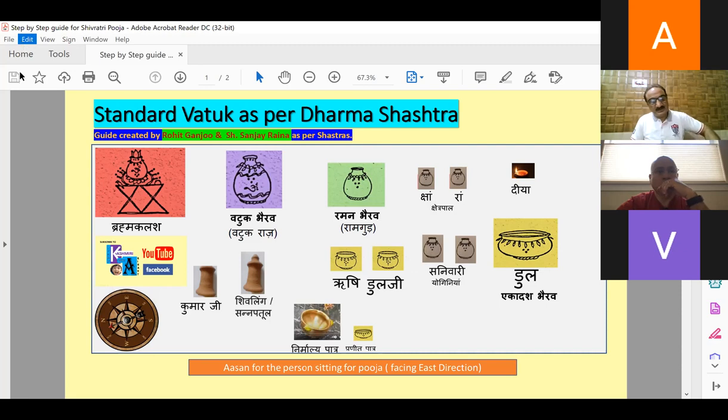The same day, they became egoistic that we have defeated a big demon and saved this creation from destruction. They became very much egoistic.